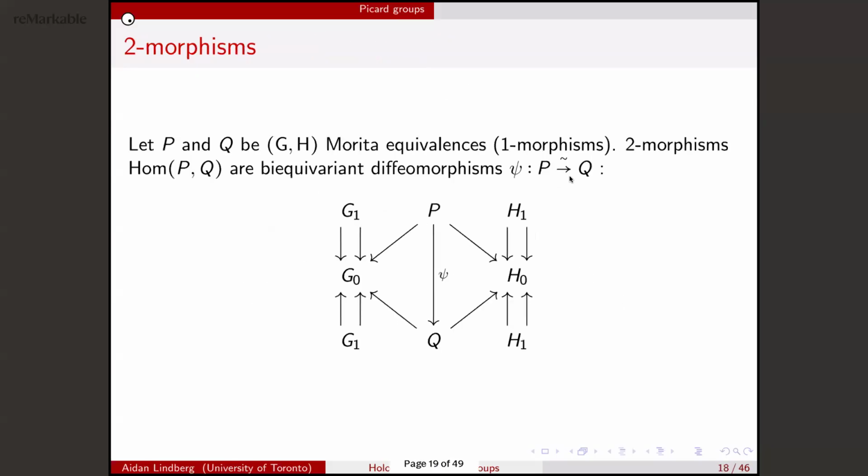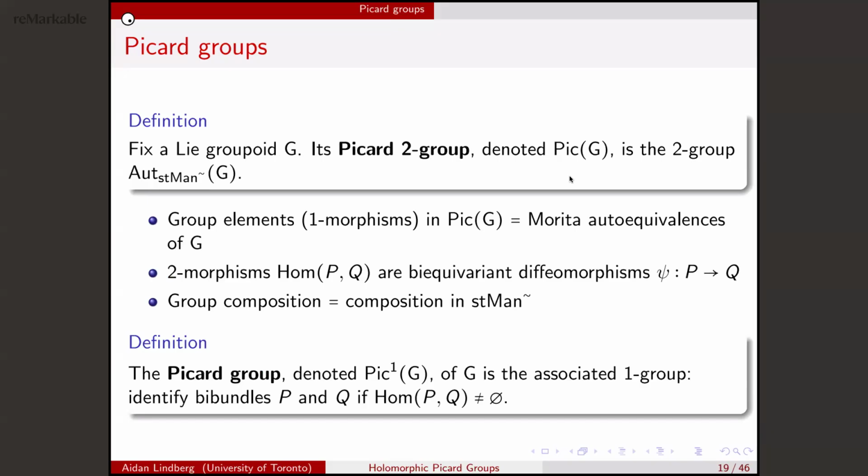Okay, so now if I have two morphisms, if I have two Morita equivalences P and Q between the same two Lie groupoids, G and H, then a two morphism is going to be a diffeomorphism between them, thought of as manifolds, but it should commute with all of the actions. So the left G actions and the right H actions. Okay. All right. So with this setup, we can define the main object, which is this Picard 2 group.